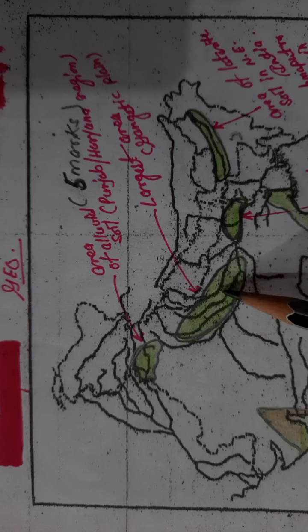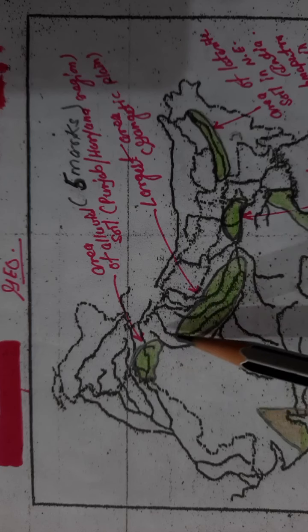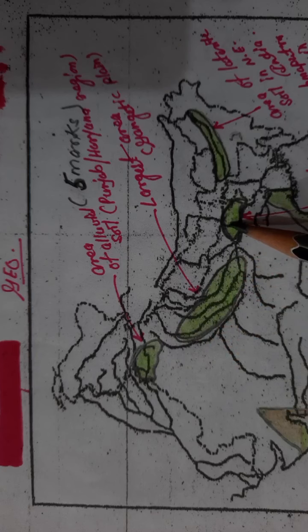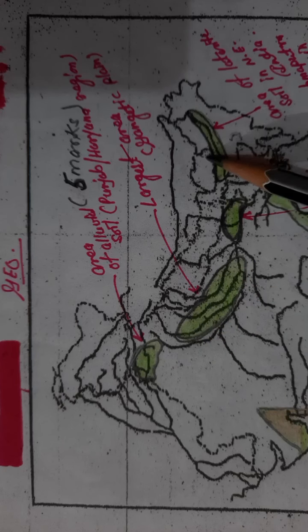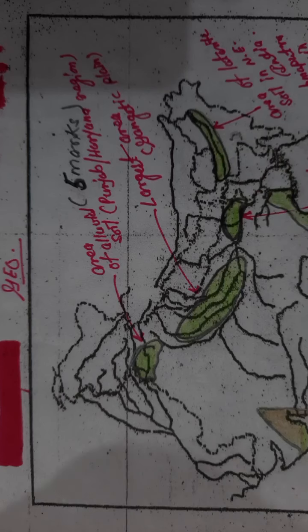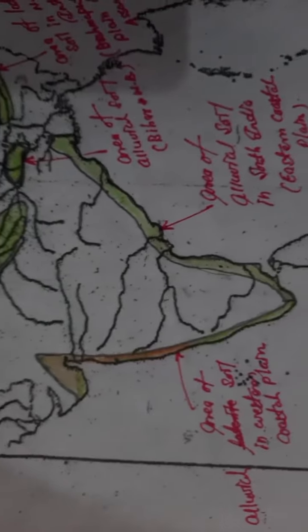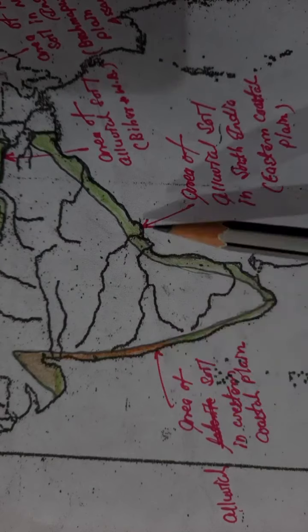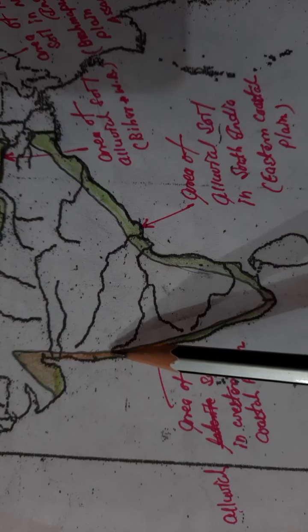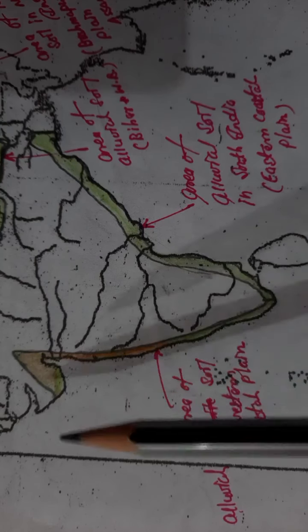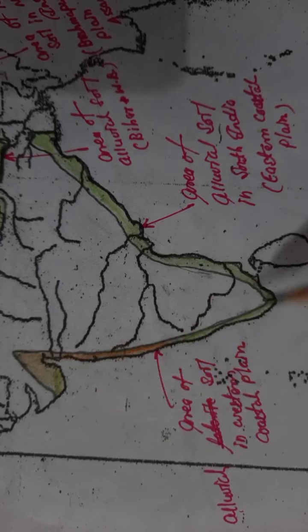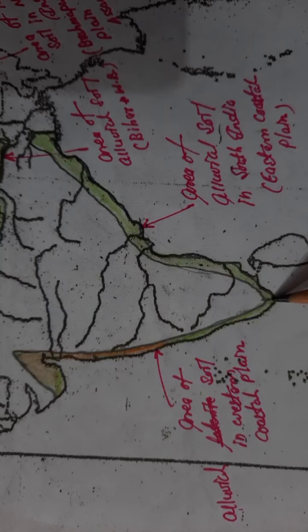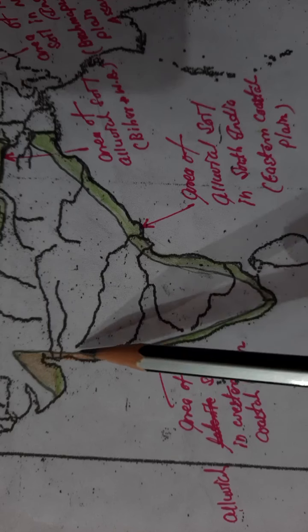If simply asked any one area in North India, the option is open. In Northeast India, then this one. If asked in South India, then we have two options, the Western Coastal Plain and the Eastern Coastal Plain. You can see this is the western side, this is the eastern side. This is the Western Coastal Plain, the area of alluvial soil from the Saurashtra region up to Kerala's southernmost tip. All this coastal part you can cover.